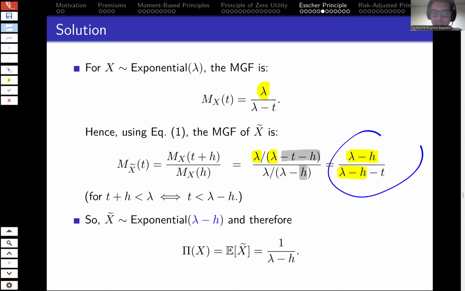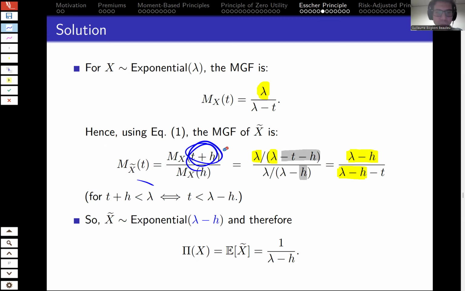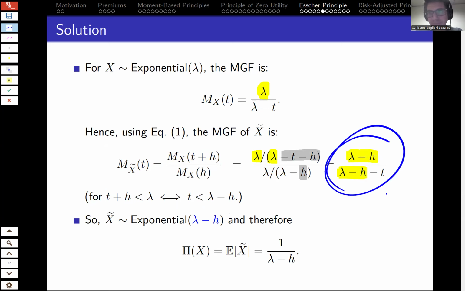Now, to make sure this is defined on the correct support, you note the following. Here on the top, we needed t plus h to be smaller than lambda, but if you rearrange, that just means that t is smaller than lambda minus h. And t smaller than lambda minus h is exactly the correct support to make this a valid MGF of the exponential. Okay, and so we conclude, yes, indeed, x tilde is an exponential with a new parameter, and that's the trick.